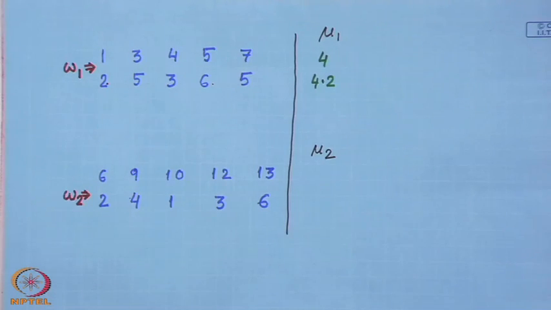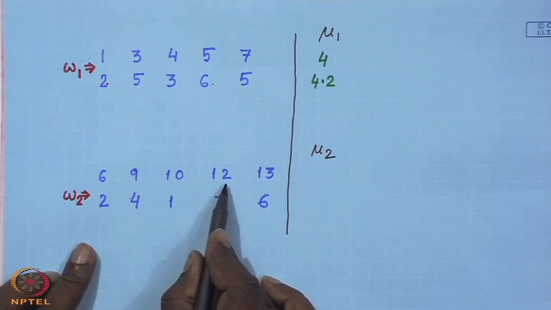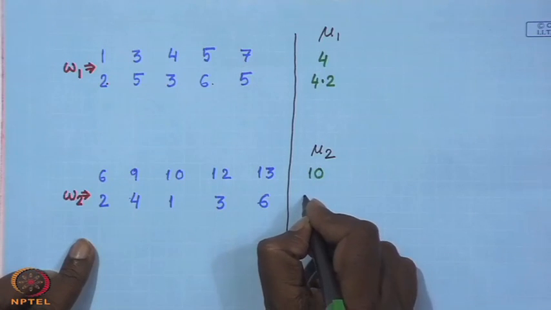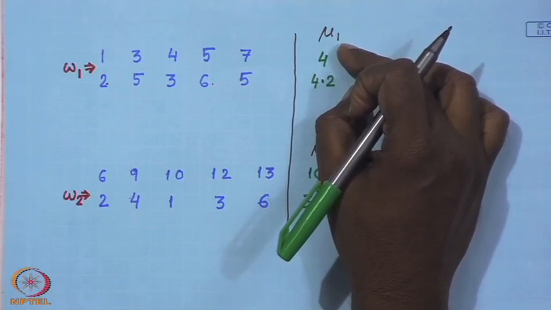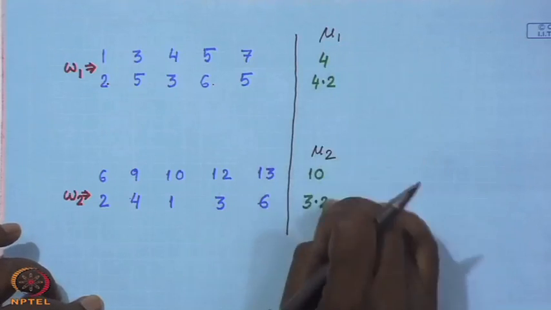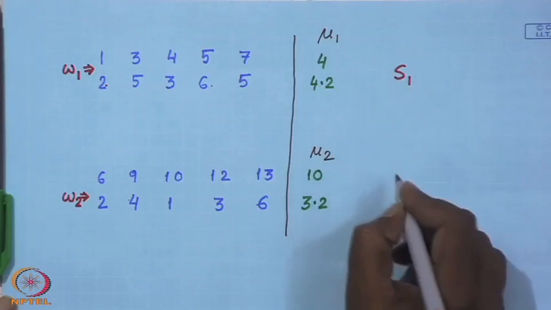Similarly, mu 2, the mean of the feature vectors belonging to class omega 2, I can also compute from here. So, mu 2 will simply be 6 plus 9 is 15, plus 10 is 25, plus 12 is 37, plus 13 is 50, divided by 5, that will be 10. So, that is the first component, and in the same manner the second component you can compute as 3.2. So, this is the mean vector of the feature vectors belonging to class omega 1 and this is the mean vector of the feature vectors belonging to class omega 2. Once I have these two means, I have to compute the scatter of the feature vectors belonging to class omega 1 and the scatter of the feature vectors belonging to class omega 2. That means I have to compute S 1 and S 2.